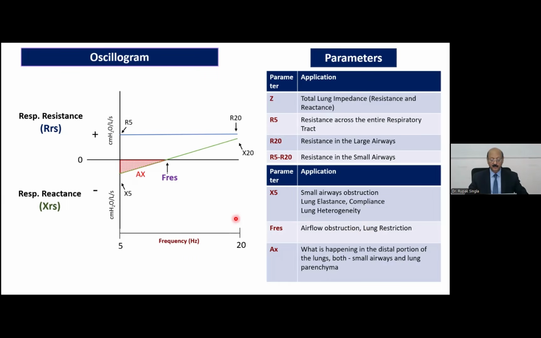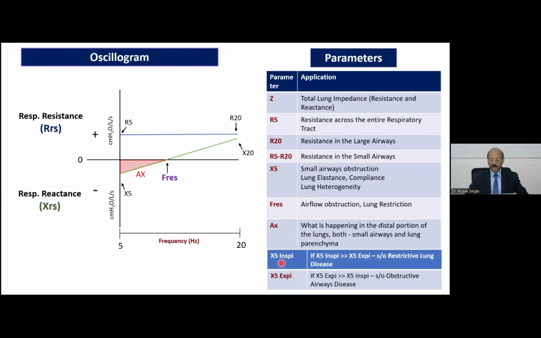And then we have this portion, that is the area of reactance, the Goldman triangle, who described this. And this is the reactance between 5 Hz and the Fres frequency. And what does it tell us? It tells us what is happening in the distal portion of the lung, both in the small airways and the lung parenchyma. And if you find the inspiratory reactance is more than the expiratory, it suggests restrictive lung function. While if you find the expiratory reactance is more than the inspiratory, then it indicates obstructive airway.